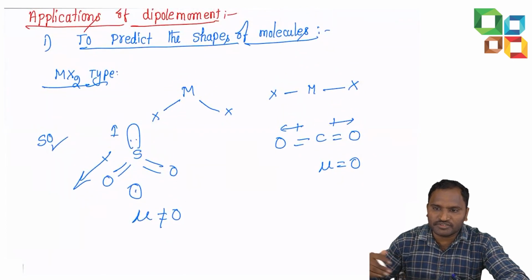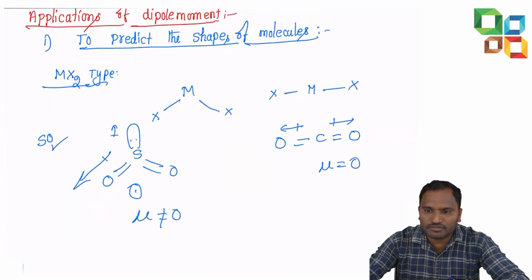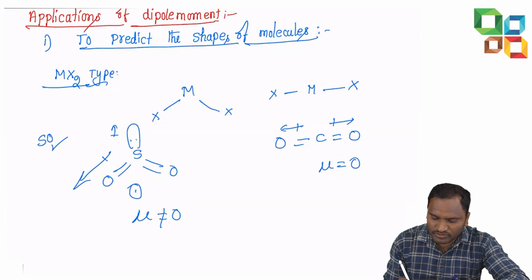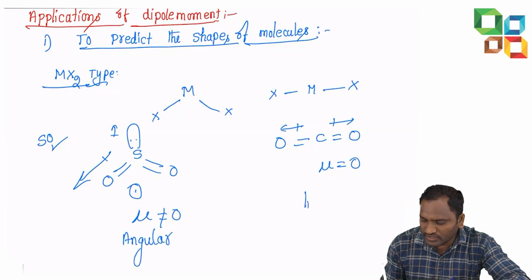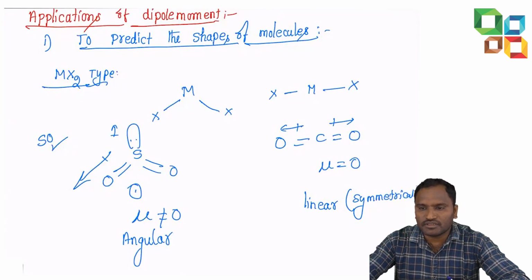Is it clear, students? MX2 formula molecules can exist in two shapes. One is angular shape, another one is linear shape. So this is angular, and this is linear, a symmetrical arrangement.